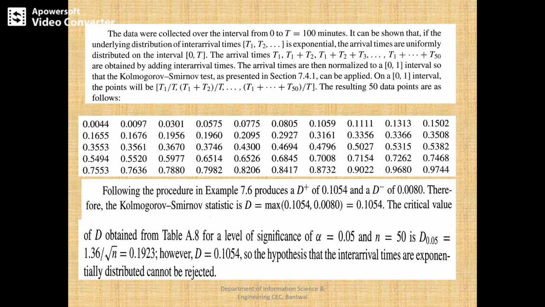In this example, calculate D plus as usual, the formula is the same, then D minus. The KS statistic capital D is the maximum of D plus and D minus. Then we get the critical value again from the table. Alpha is always equal to 0.05. So we get D equal to 0.150. The hypothesis that the inter-arrival times are exponentially distributed cannot be rejected.